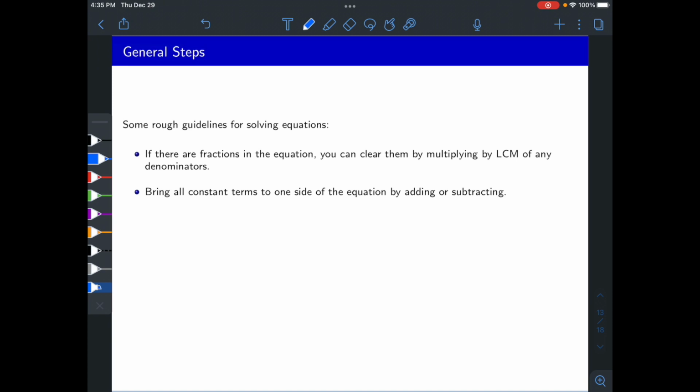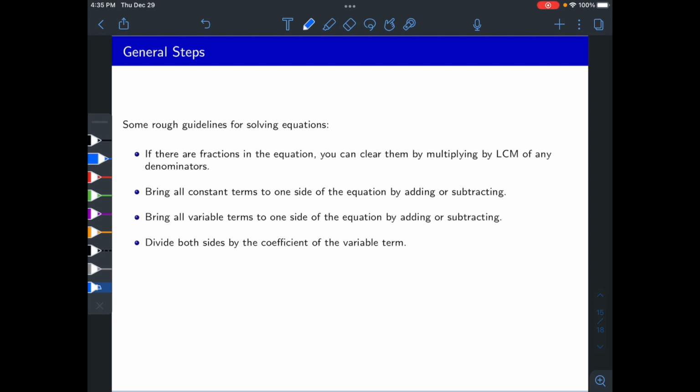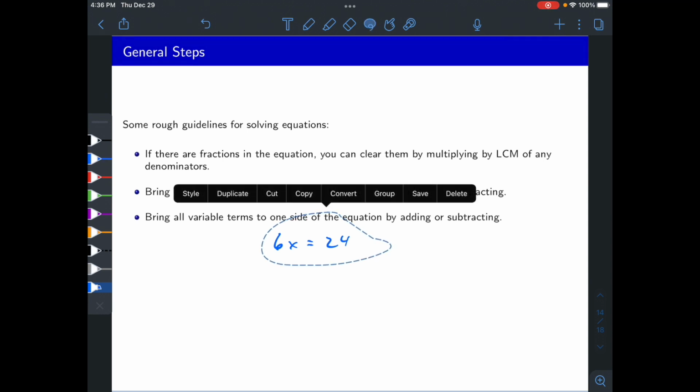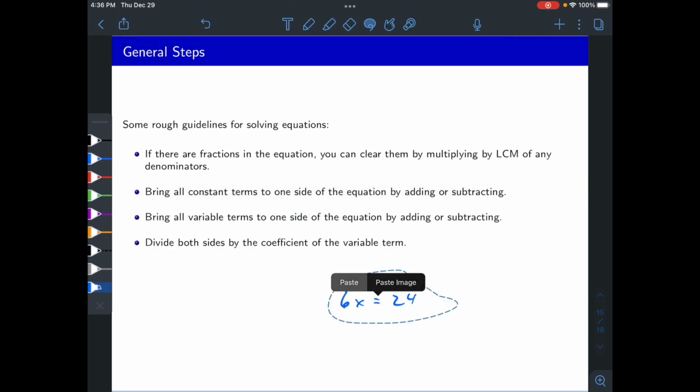You're generally going to want to bring all the constant terms to one side of the equation by just adding or subtracting them. You'll want to bring all the variable terms to one side of the equation by adding or subtracting. And then once you do that, you're going to have at this point something like 6x is equal to 24. And then if you get to this point, what you're going to want to do is just divide both sides by whatever the coefficient of the variable term is.